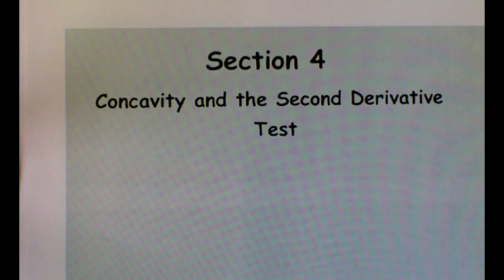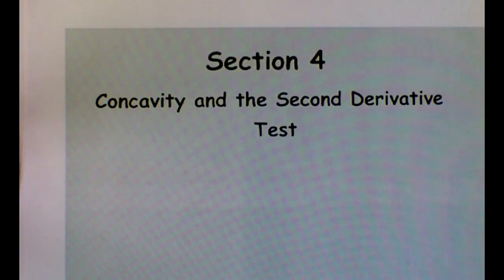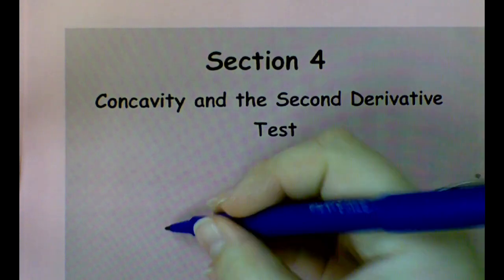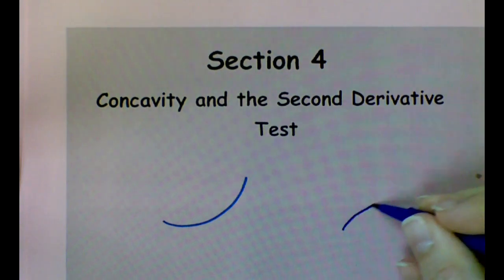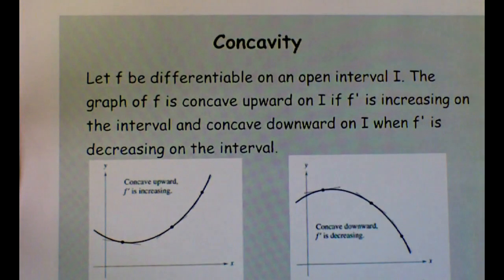This is section 3.4, concavity and the second derivative test. A reminder that concavity is kind of the way that the graph curves. So if a graph is concave up, it sort of curves upward, and if it's concave down, it's sort of curving downward. So if f is a differentiable function on an open interval I, the graph of f is concave up on I if f prime is increasing on the interval, and concave downward if f prime is decreasing on the interval.